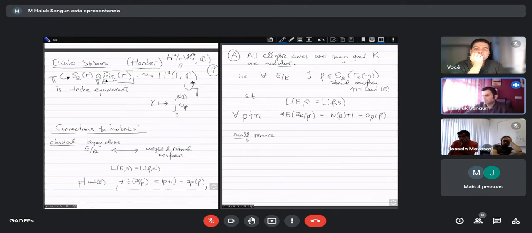One small remark, which is really not that important: if E has complex multiplication by the defining number field K, the imaginary quadratic field, then the F corresponding to it will not be a cusp form. It will be an Eisenstein series.